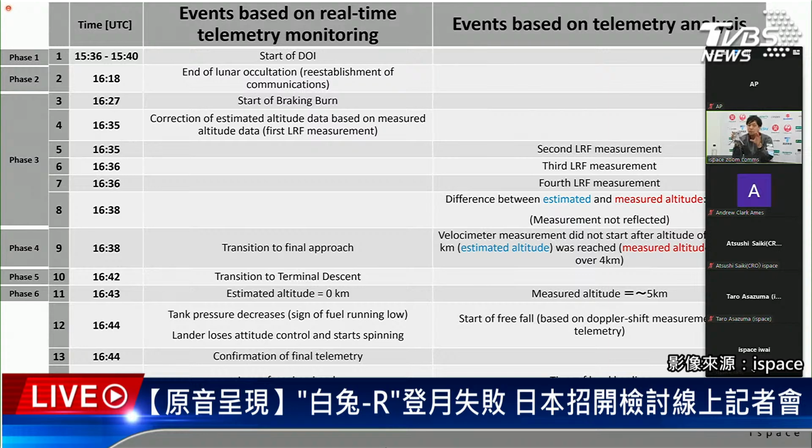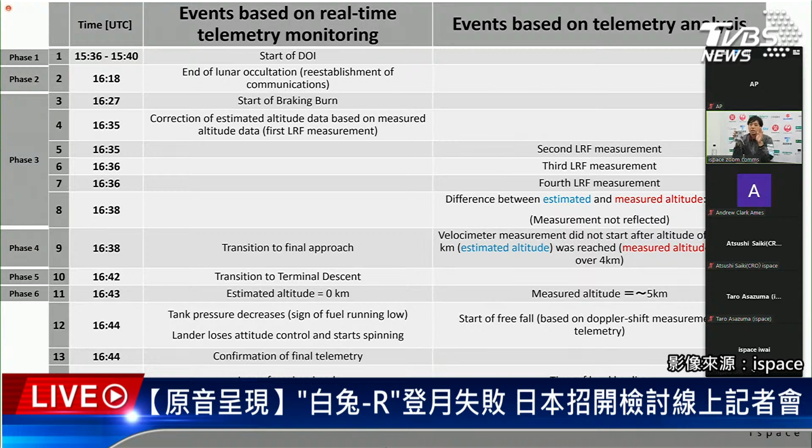Even in the post-flight analysis, we confirmed multiple measurement updates, as you see in 5, 6, 7. However, in the post-flight analysis, we also realized a huge gap between estimated and measured altitude. That gap was more than 3 kilometers in altitude. But in the real-time monitoring, we did not realize that.